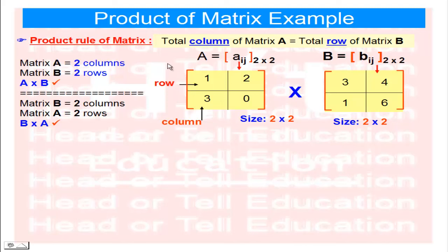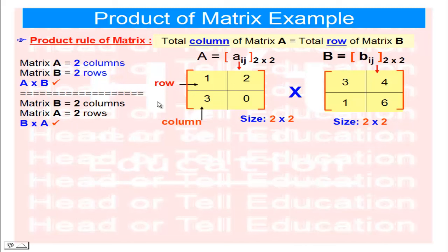Now check the reverse. Is B multiplied by A okay or not? Matrix B has 2 columns and matrix A has 2 rows, so this is also possible. The reverse product is also okay, because the columns and rows are equal according to the rule.